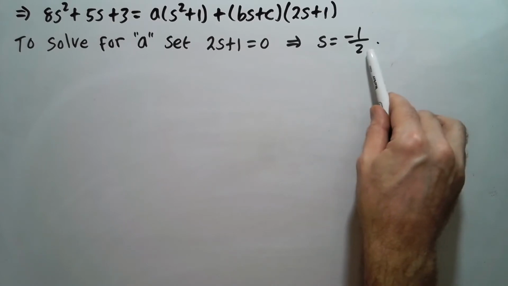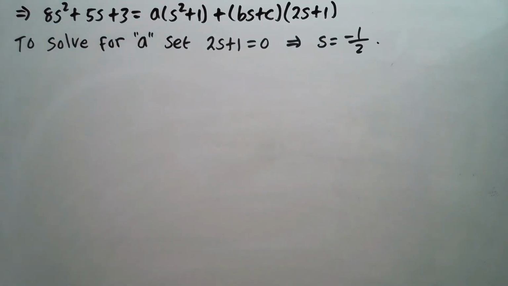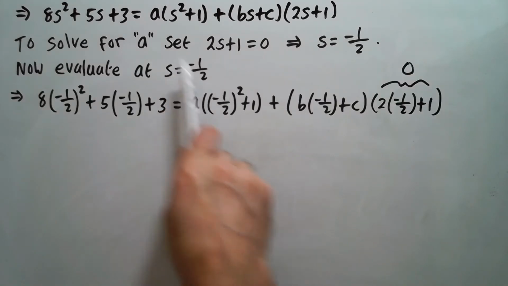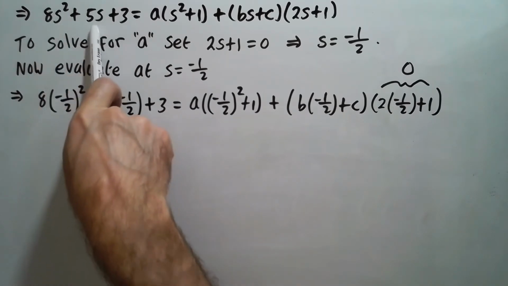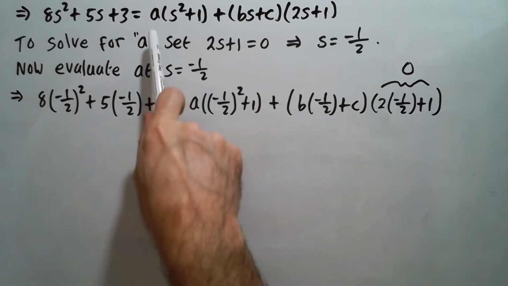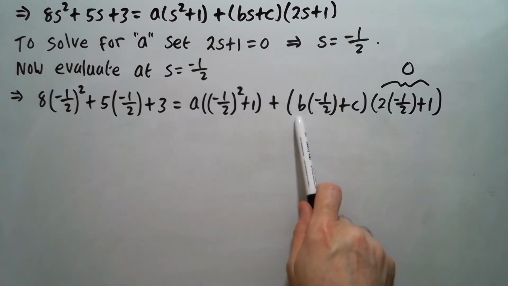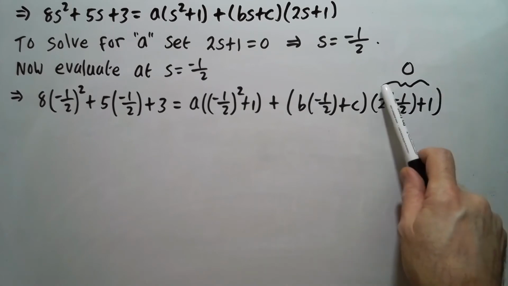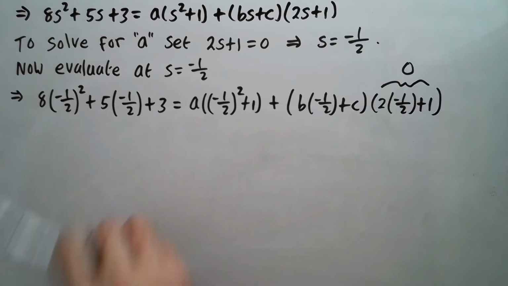Now we're going to stick a -1/2 in place of s in place of all the s's up here. So it'll be 8 times (-1/2)² + 5 times (-1/2) + 3 equals A times ((-1/2)² + 1) plus (B times -1/2 + C) times (2 times -1/2 + 1). But by design, this part here is 0. So simplifying what we have, we get then.